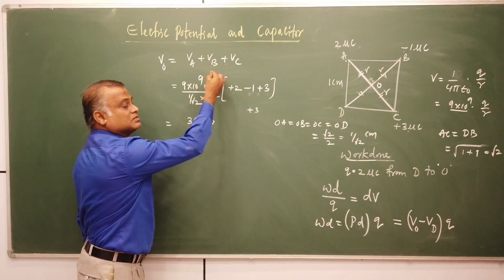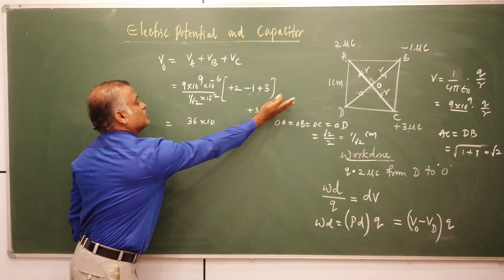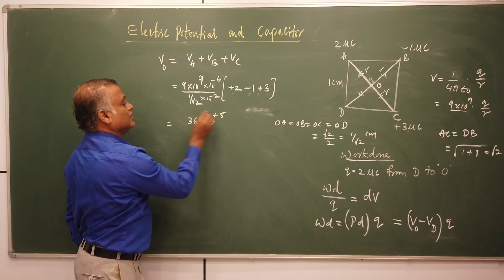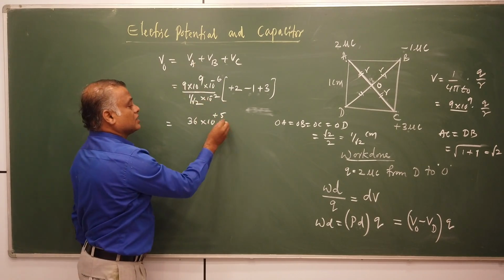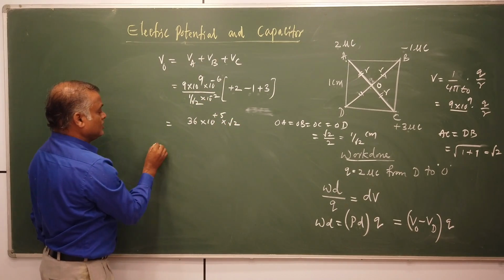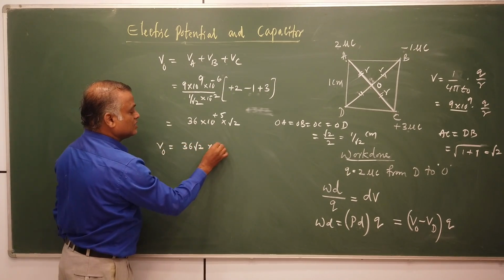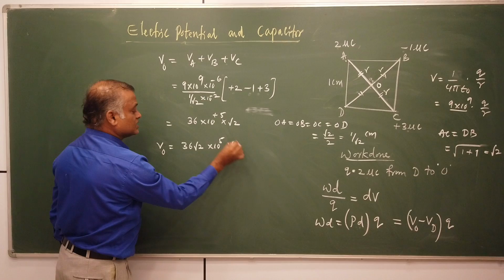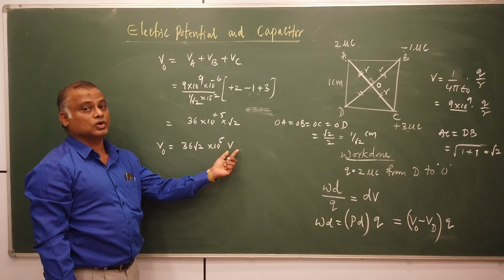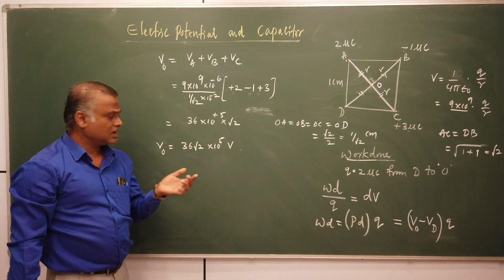Minus 2 ಮೇಲೆ ಕಳಿಸಪ್ಪ, how much is it? Plus 2. So 10 to the power of plus 5. One more, 1 by root 2, take it in the numerator. So your answer, potential at O is 36 root 2 into 10 to the power of 5 volts. The SI unit of potential is volts. Take a calculator and then solve this.